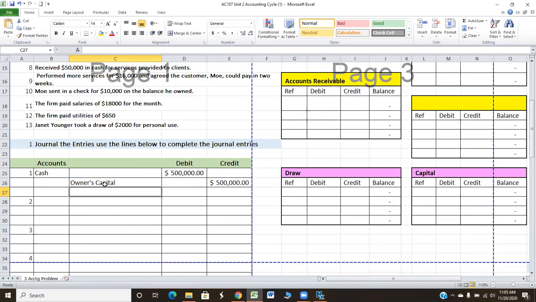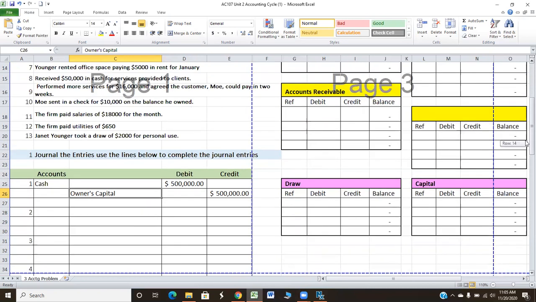So again, owner's capital. Janice is the owner, so this is her capital. This is what she owns as part of the business. Her capital balance increased 500,000. When owner's capital increases, you credit it. Capital increases with a credit.